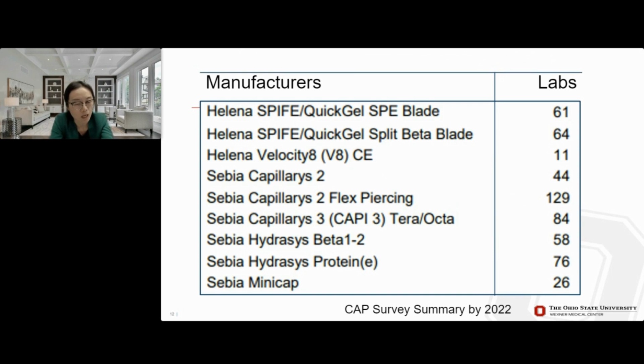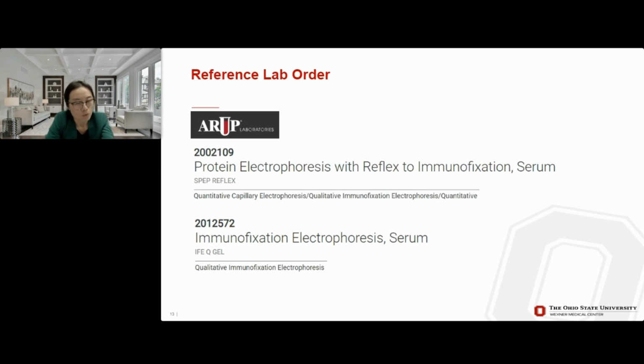To understand how labs practice protein electrophoresis, here is a summary from the CAP survey last year. Actually, the use of gel electrophoresis and capillary electrophoresis is half and half. This depends on the culture, training, test volume, and the patient population. It was interesting to see there were about half and half labs using gel or capillary electrophoresis.